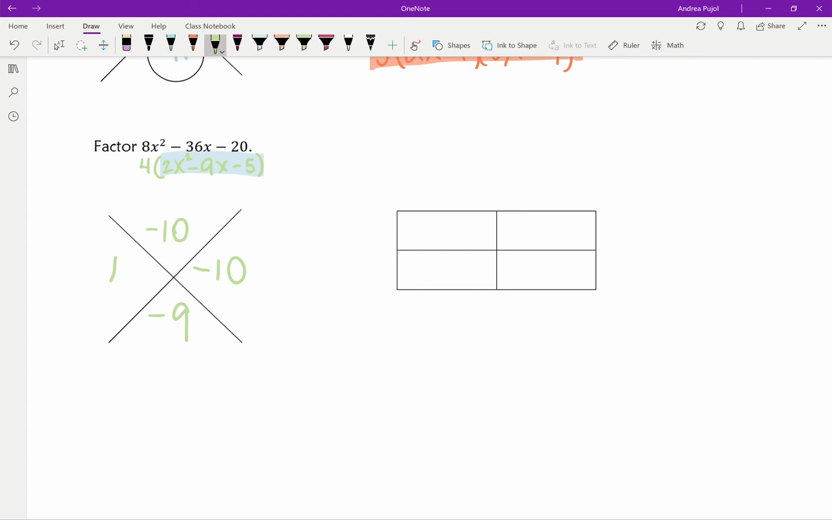And then I will fill in the box. So I have 2x squared in the top left, negative 5 in the bottom right, and then 1x and negative 10x. And then I'll look at my greatest common factor. So in the top row, we would have 2x. In the bottom row, x and negative 5 only have 1 in common. In the first column, we would have x, and in the last column, I need 2x to multiply by something to give me negative 10x, so that's going to be negative 5.